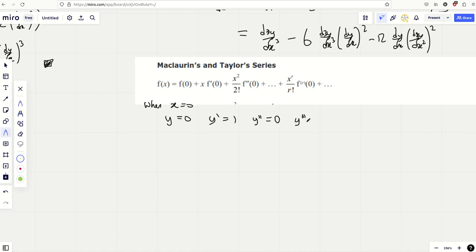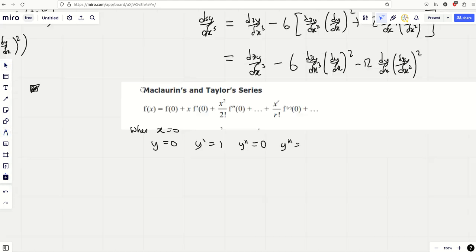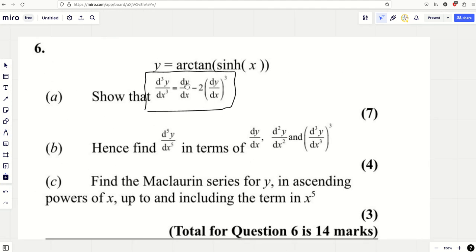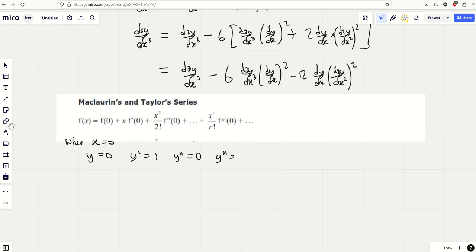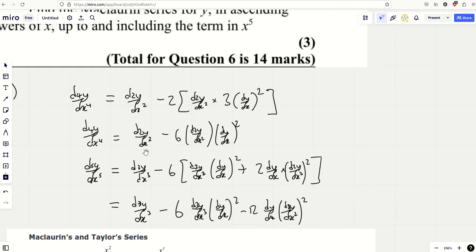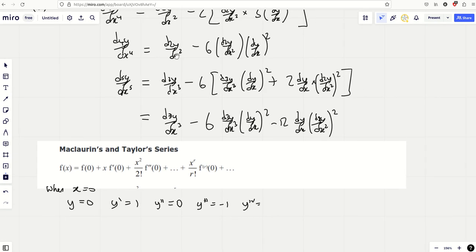Y triple dash, what's that going to be? Well, we can use this thing here, and we can see it's going to be 1 minus 2 times 1 cubed. That's minus 1. Y4, the fourth derivative, that's up here. And you can see you've just got second derivatives occurring in both terms, and they're 0. So 0 minus 6 times 0, you get 0.